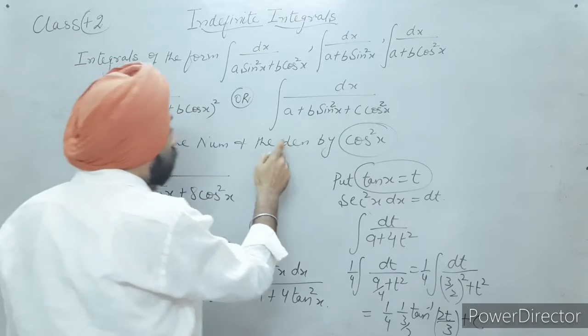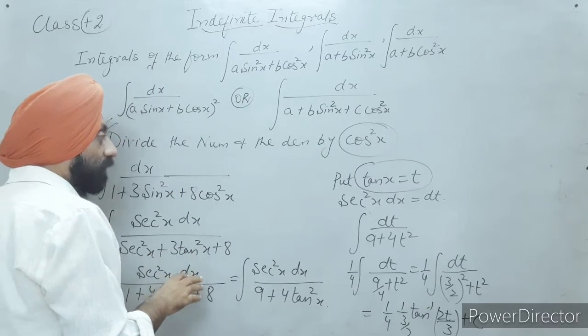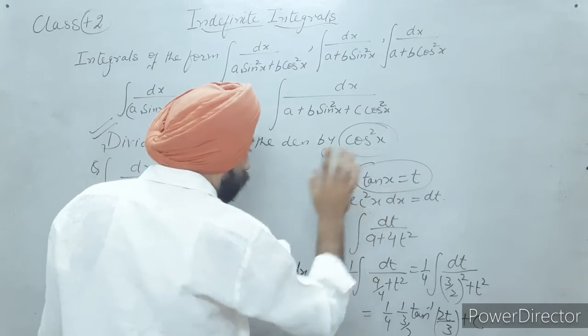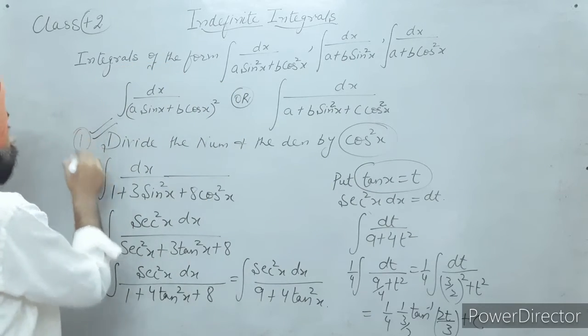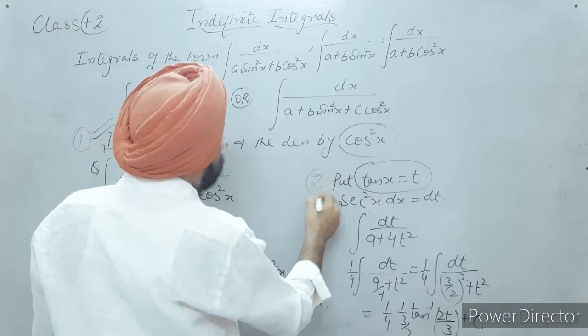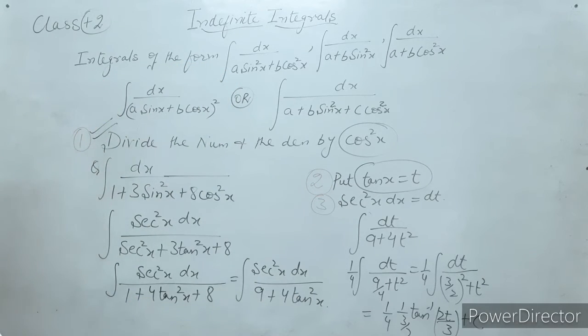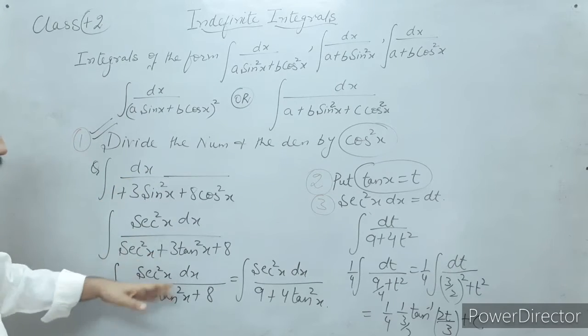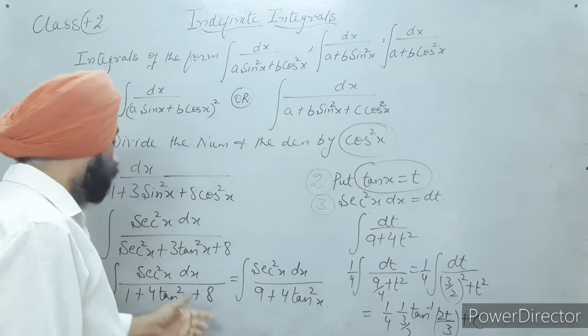Divide the numerator and the denominator by cos square x. Once you divide, put tan x equals t. This was the first step, this is the second step, and this is the third step. I divided the numerator and denominator by cos square x and got secant square x and so on.